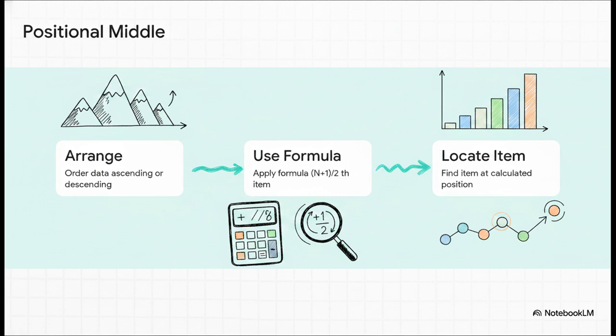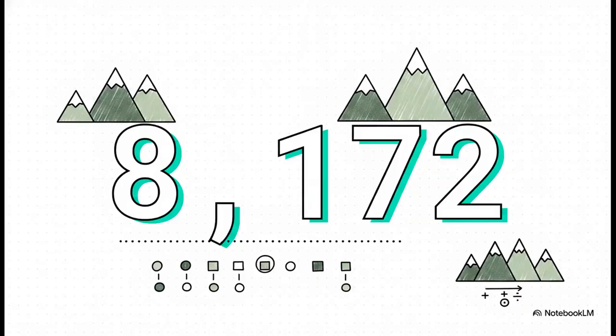Once they're neatly arranged, you apply our simple positional formula, the value of the n plus 1 divided by 2 item. We have 7 peaks. 7 plus 1 is 8, divided by 2 is 4. So the formula points us directly to the 4th item in our newly organized list. Counting to that 4th position in our ordered list gives us our median height, 8,172 meters. Just look at how this number stands perfectly in the middle, completely unbothered by the extreme values on either end. It has exactly 3 peaks shorter than it and exactly 3 peaks taller than it.